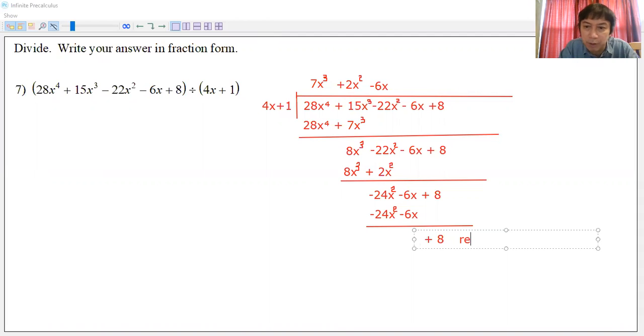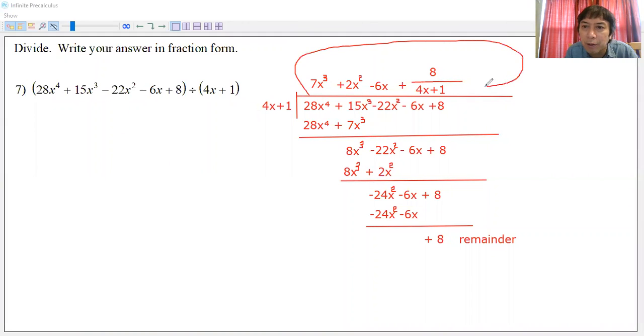Okay, this is actually the remainder. So we have a remainder, and we will have to write that over here. A plus 8 means a plus here, and then we're going to have the 8 on top of the division symbol. It's a fraction now. We put the 8 there, and then we put the divisor at the denominator of the fraction, 4x plus 1. And that's it. This is our quotient. That's 7x cubed plus 2x squared minus 6x plus 8 over 4x plus 1.